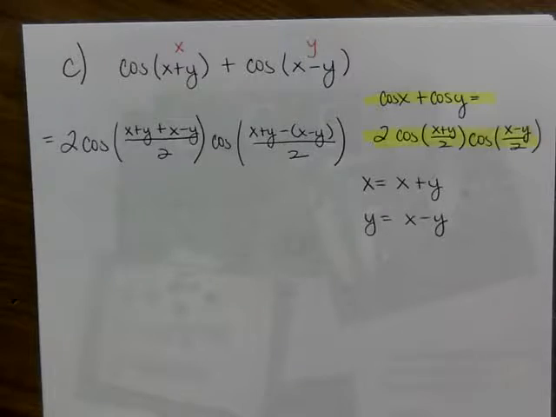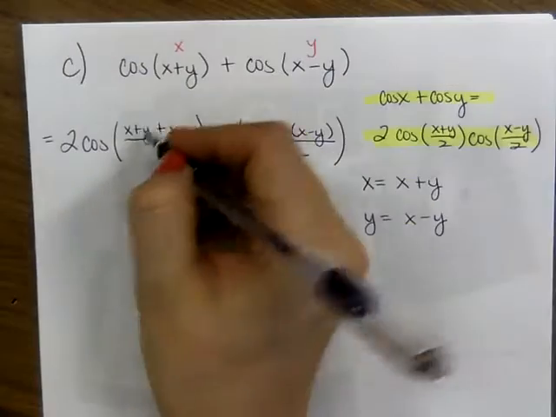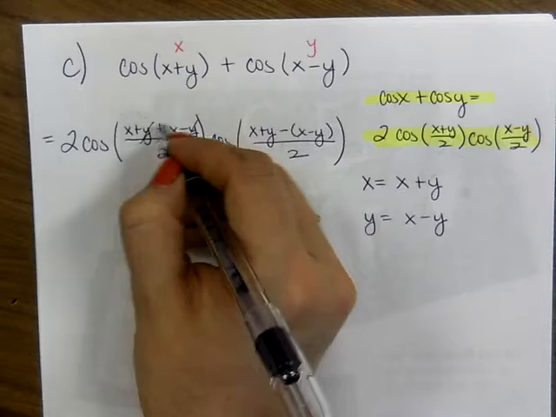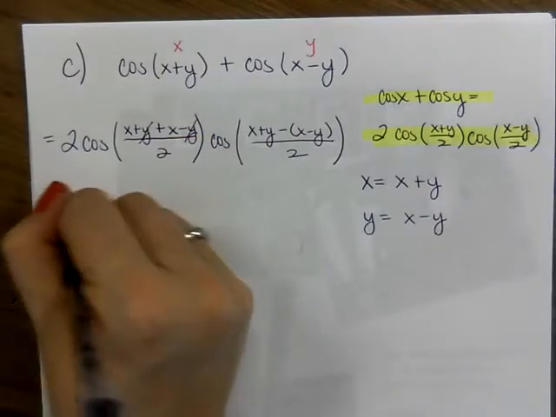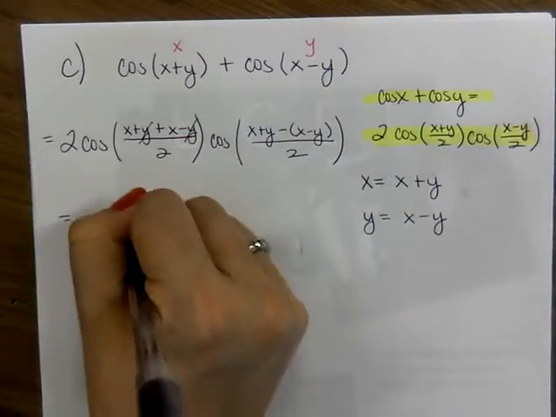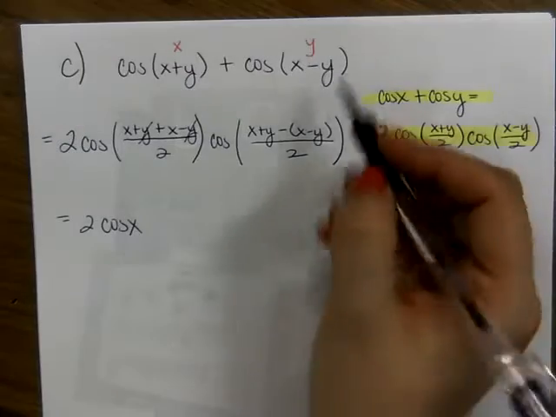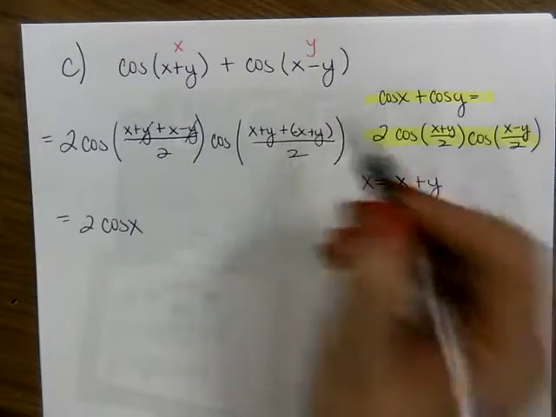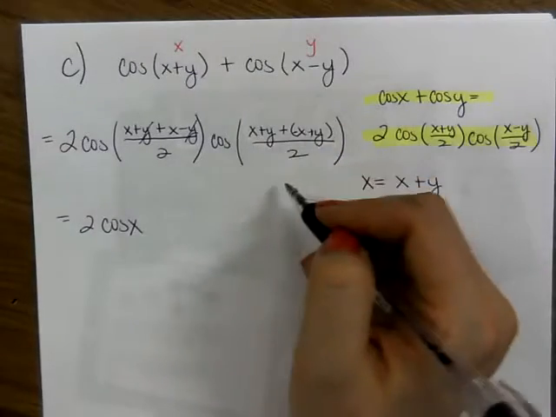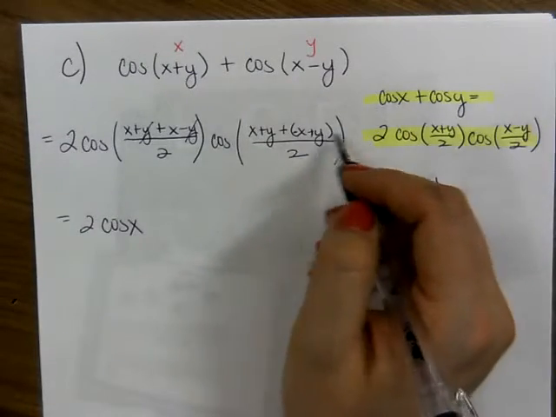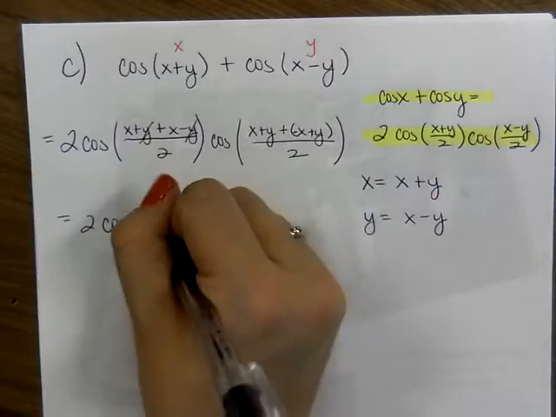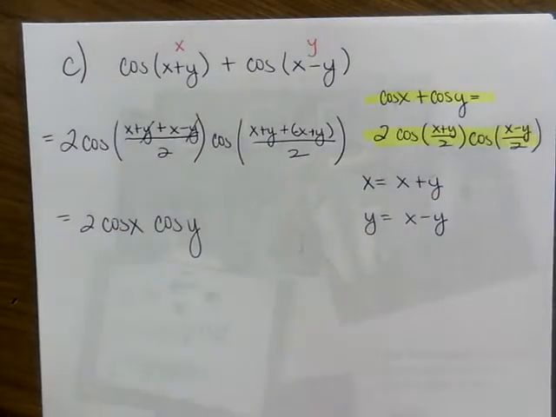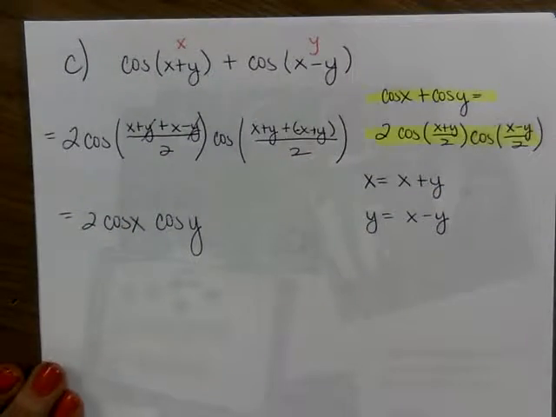So far so good? All right, so now we're going to simplify. Here these y's cancel. I get 2x divided by 2, so this is going to leave me with 2 cosine of x. Here, when I distribute my negative, I'm going to end up with a minus x and a plus y. So the x's are going to cancel. I'll end up with 2y over 2, giving me just y. And that's your final answer.